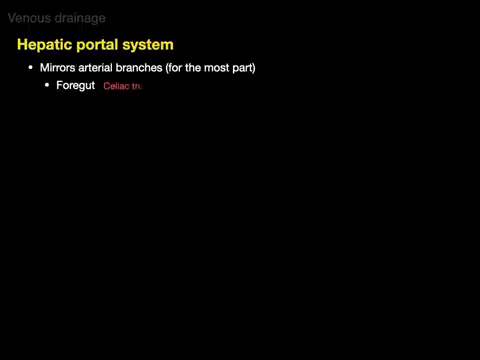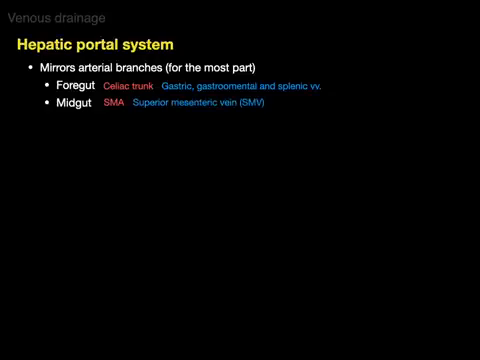Now, the venous drainage of the GI tract. To talk about that, we need to discuss the hepatic portal system. The hepatic portal system mirrors the arterial branches for the most part. So for the foregut, you have the celiac trunk supplies it, and the gastric, gastroepiploic, splenic veins drain foregut. The midgut supplied by the SMA, midgut's drained by the SMV. Hindgut's supplied by the IMA, it's drained by the IMV.